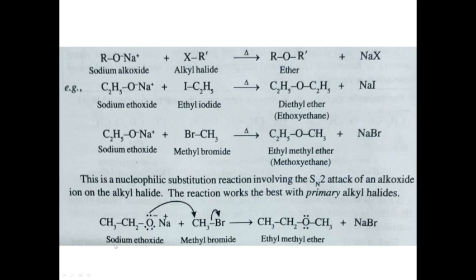If we take the example of sodium ethoxide reacting with methyl bromide, the lone pair of electrons present on the oxygen atom attacks the CH3 group from the backside, and bromine leaves as NaBr. This is the essence of the SN2 reaction. So we get CH3CH2OCH3 and NaBr.